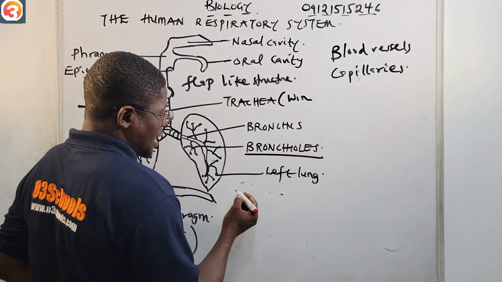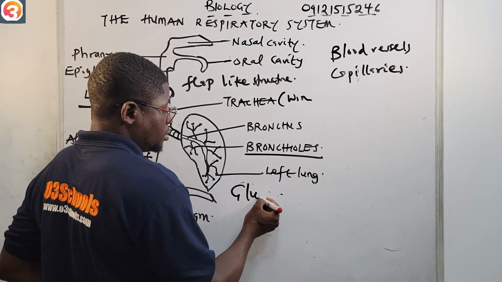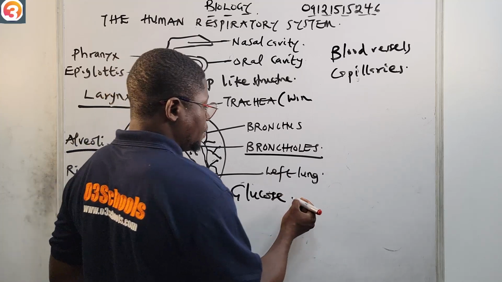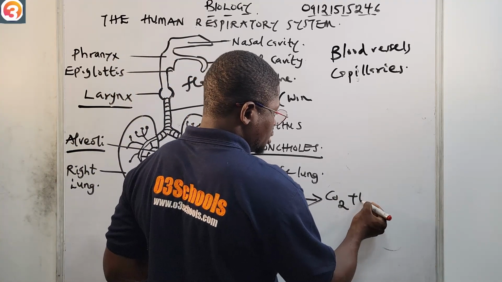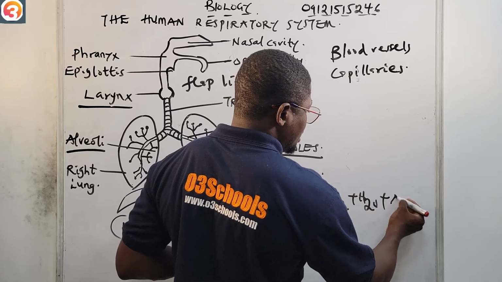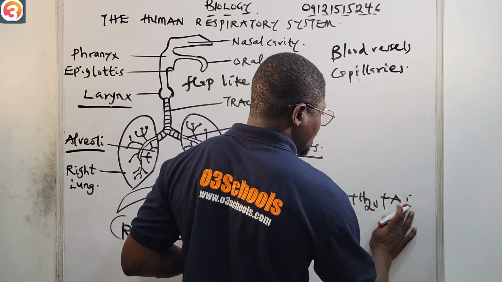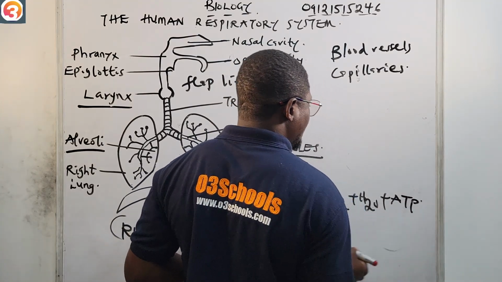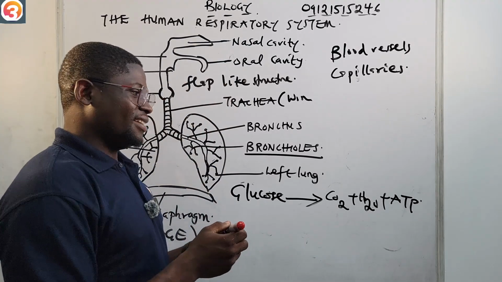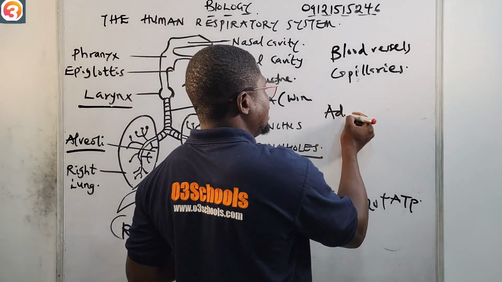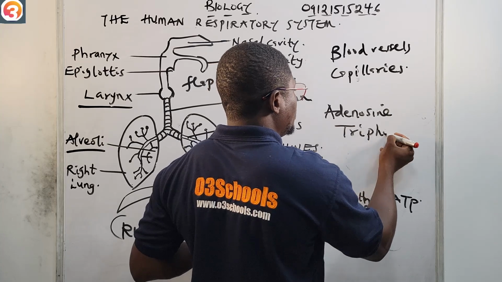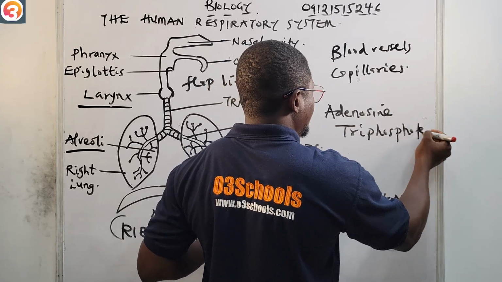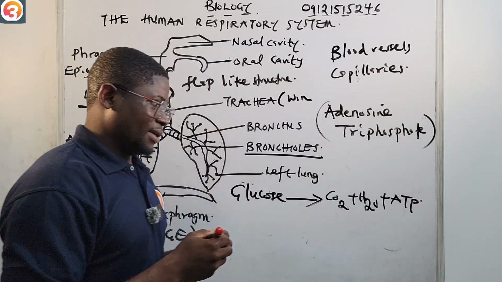So now I'm going to have our glucose, which we have seen in this reaction before. In the presence of oxygen, it gives us CO2 plus H2O plus ATP. ATP means adenosine triphosphate, okay? That's what ATP means.